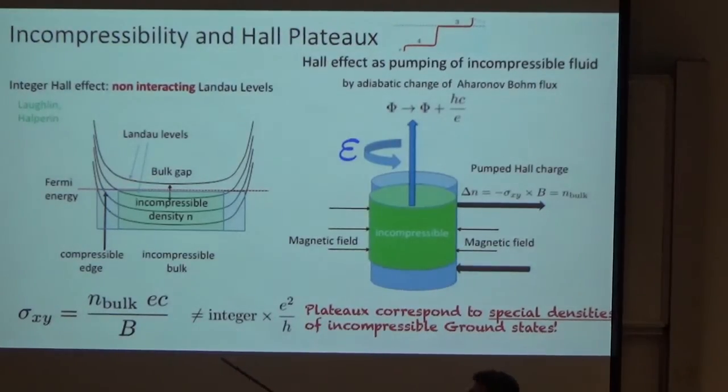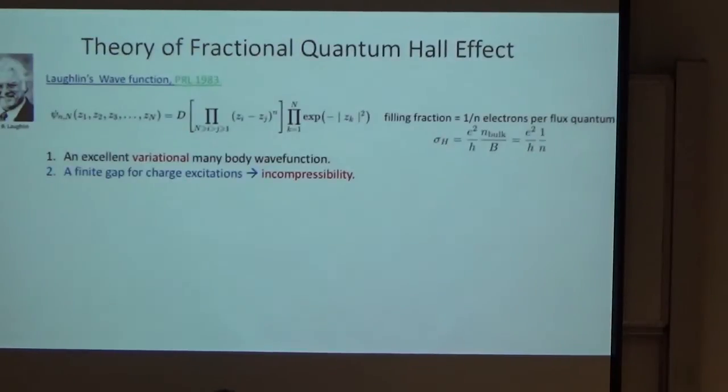It's not equal to an integer in general, and the plateaus correspond to the fact that the special density of the incompressible ground state. So what makes the special values is the special numbers for the bulk density. So the bulk density could be fractional. It could be that n over B is integer, or it could be fractional. And the question is, how come? This was the question that was lying in front of everybody when they discovered the fractional quantum Hall effect.